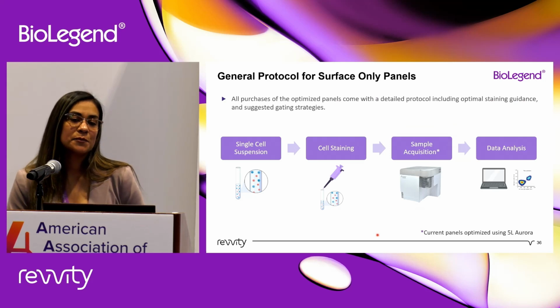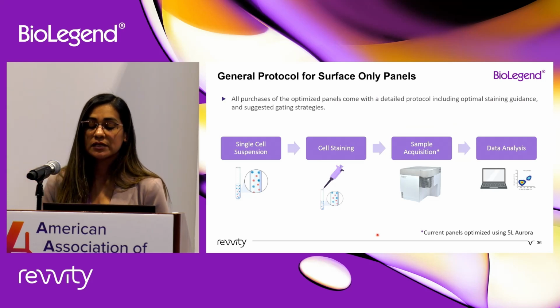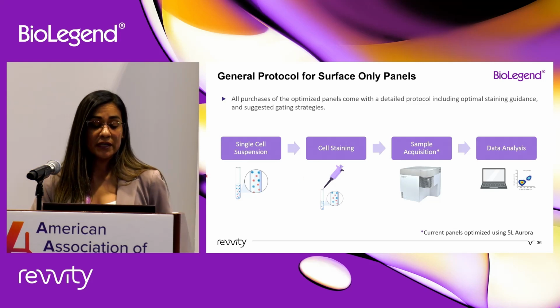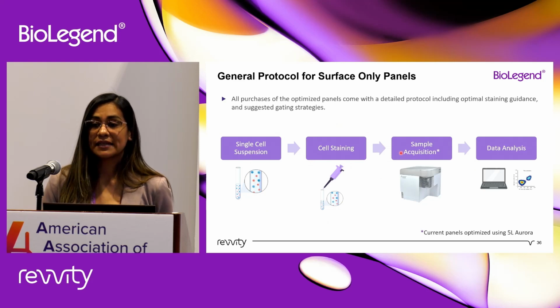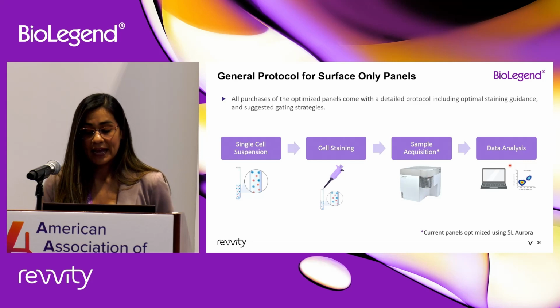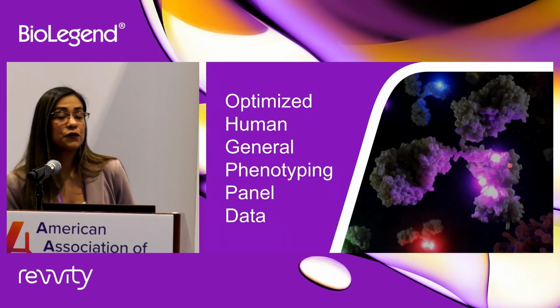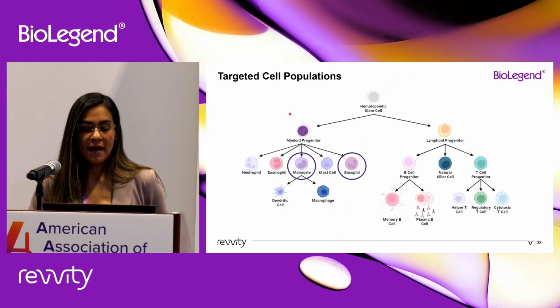All our optimized panels come with optimized protocols that include the staining guidance and the suggested gating strategies. In this particular panel, we use 1 million fresh PBMCs, and then we do the staining and the acquisition in the Cytek Aurora with 5 lasers, and we further analyze the data. In the following slides, I'm going to show you the type of data that you can get if you use this optimized panel. First, let's start with the myeloid compartment.